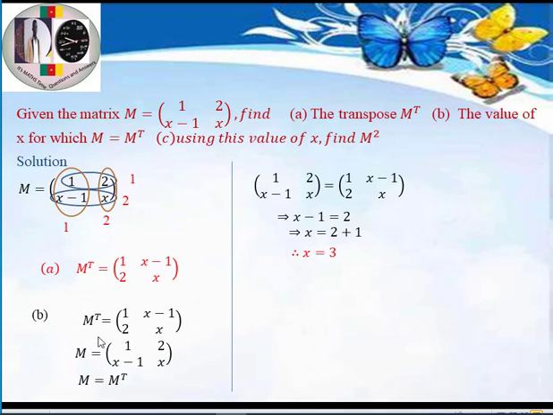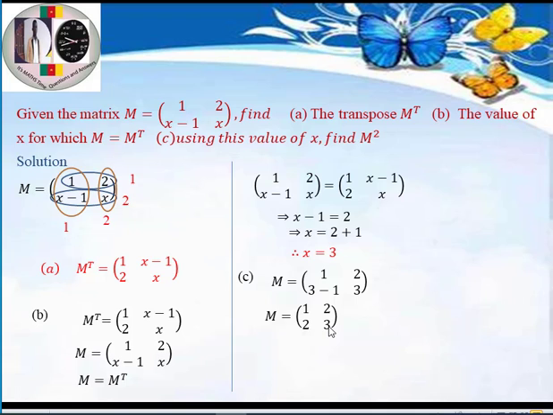So we should first of all use this value of x to get M in terms of numbers. We should go inside M, and anywhere we see x, we should substitute 3. So M is 1, 2, x minus 1, x. Instead of x we have 3 minus 1, and instead of x we have 3 here. So 3 minus 1 is 2. So we have 1, 2, 2, 3.